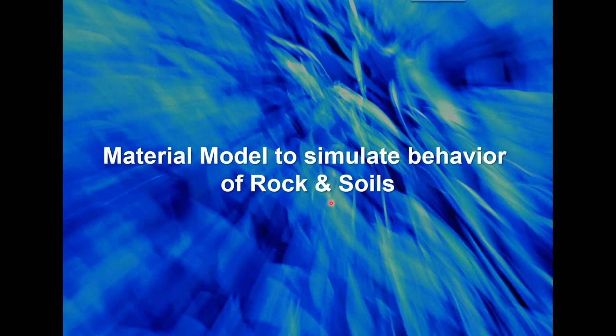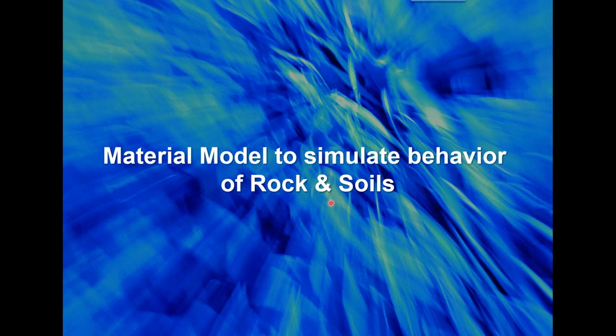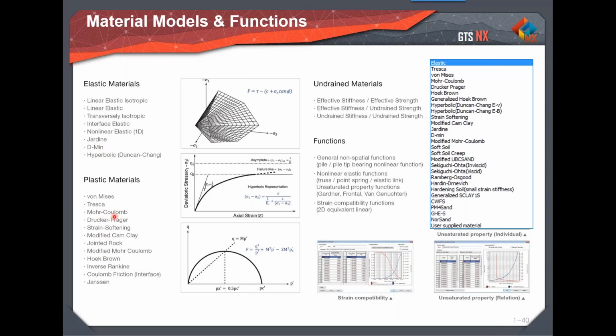Okay, so that's regarding the geometry model and the soil structure interaction. Now we'll move to the materials. What are the different types of materials that we have in this software? So we have elastic material, we have plastic materials as well.